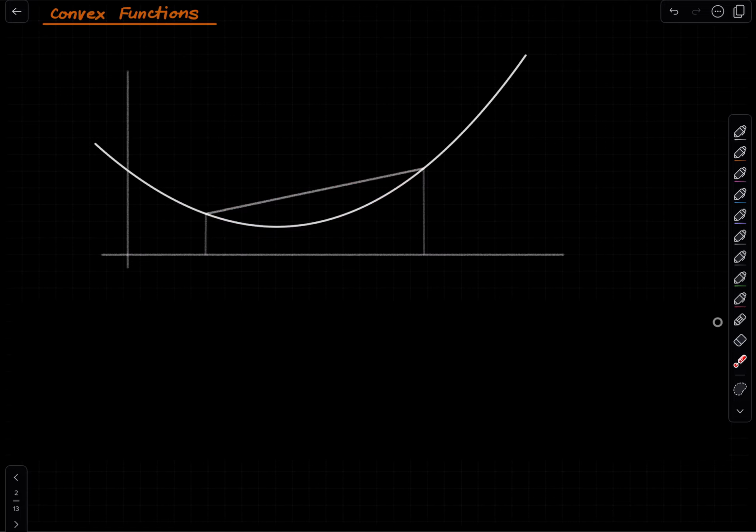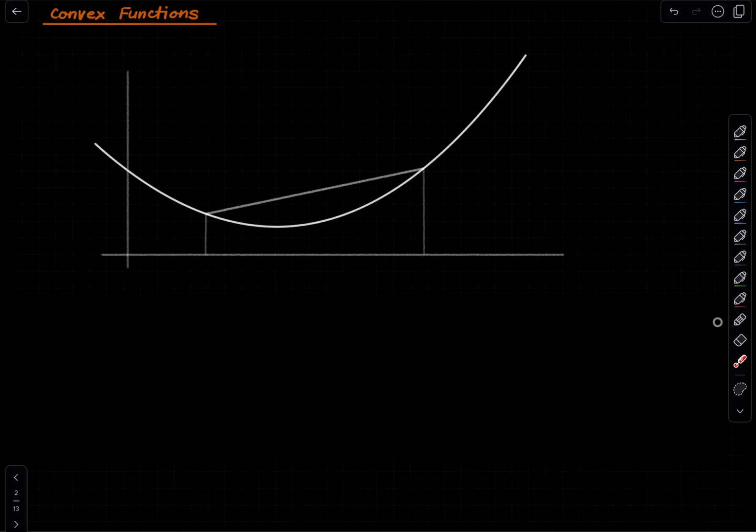So once again, we say that the function is convex if whenever we pick 2 points in the domain, we consider the corresponding points on the graph, join the line segment, and find that the graph of the function is always below the line segment that we just drew. No matter what 2 points on the graph you pick and join, the graph of the function is always below the line segment. So it's a very simple idea.